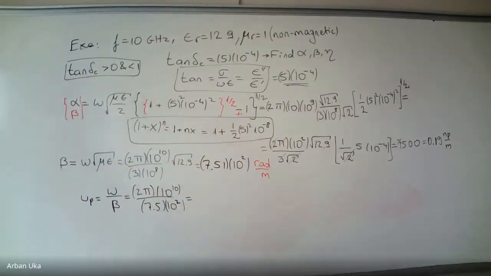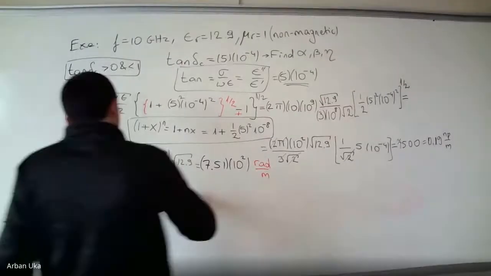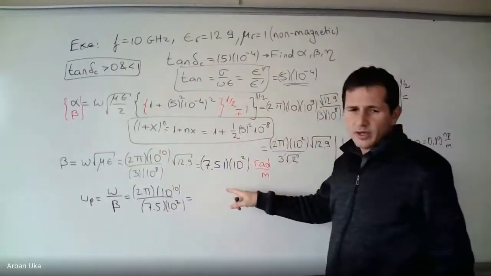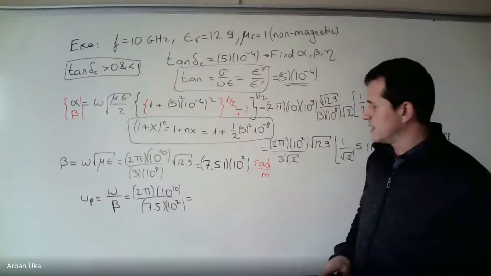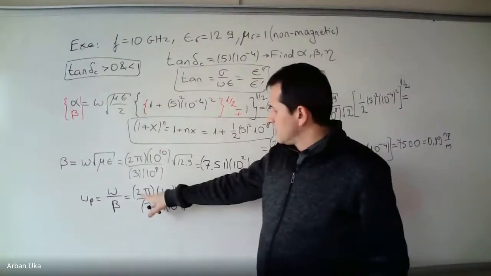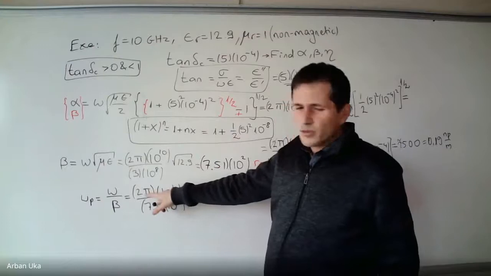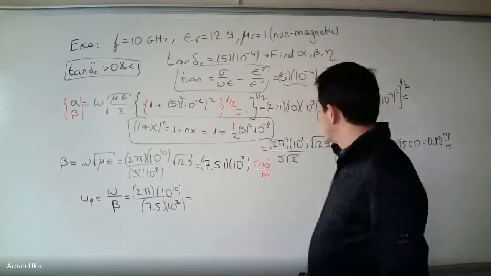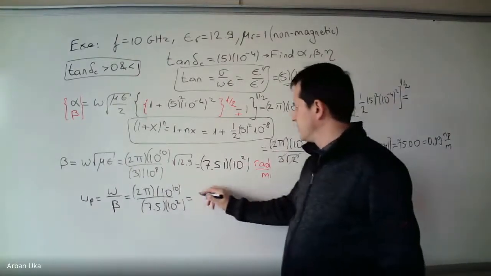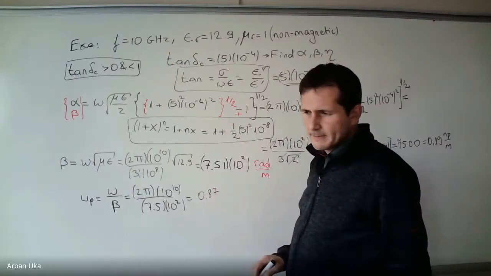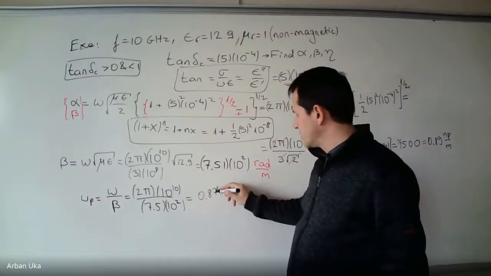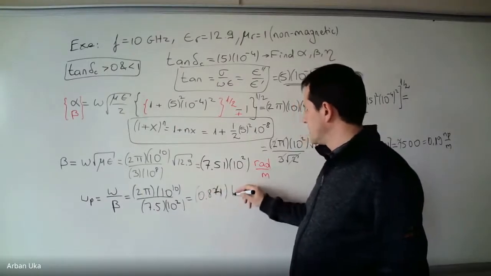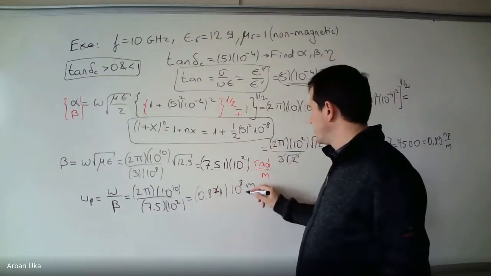Okay, let's have this expression like this. And 10 to the power 10 divided by 10 to the power 2, we get 10 to the power 8, which is the order of the speed of light. So this is 2 pi divided by 7.5, we get a number which is smaller than 1. So what is 6 divided by 7? There's 0.8 something, 0.87. What is it? 0.84, okay, that's better. 0.84 times 10 to the power 8 meter per second.